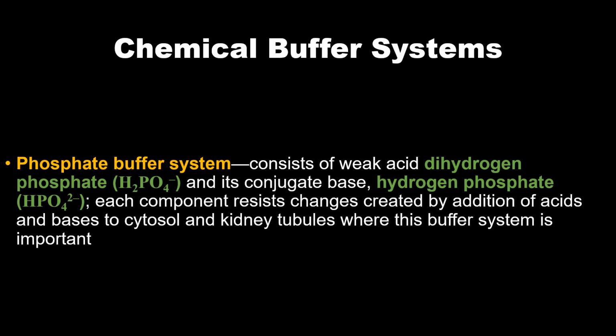Now the concentration of hydrogen phosphate is too low in the extracellular fluid, with only about 8% of the bicarbonate ion concentration. So that doesn't make it an important buffer here, but it does have a higher concentration in the cytosol and in the filtrate within the kidney tubules. So it is a much more important buffer in these locations.